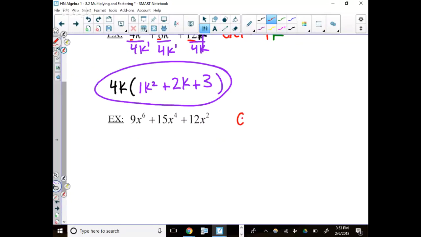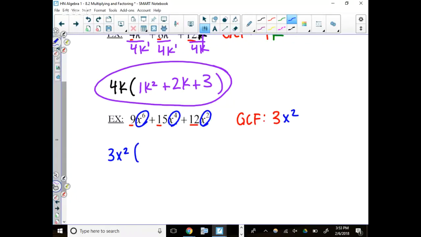Okay, so GCF, looking at 9, 15, and 12, looks like 3 would be the one that divides all of those evenly. I'm not going to necessarily draw these out this time, but we have x to the second, x to the fourth, and x to the sixth. So I know they all have 2 x's in common, not just 1, but 2. Okay. So I'm going to factor this out. So 3x squared. And I'm going to try and kind of talk through it.